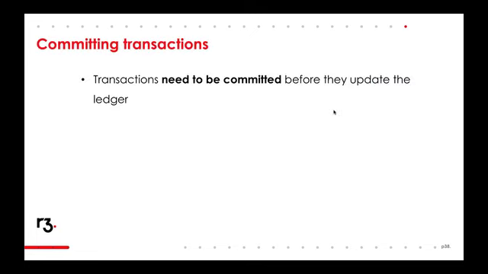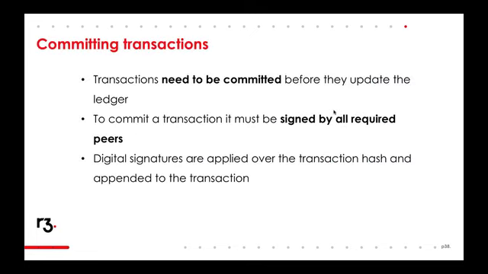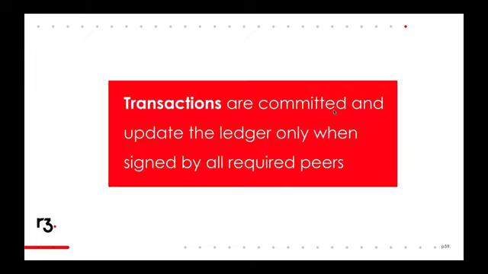So we've talked about transactions, but how do we know whether a transaction actually updates the ledger or not? Before the ledger can be updated, the transaction needs to be committed, and the only way to do this is to get it signed by all the required peers. And that means all the peers that are involved in the transaction. Let's say this is a bilateral agreement representing, say, an interest rate swap, then it requires both participants to the swap, the fixed leg and the floating leg, to sign this agreement. What they do is take the transaction bytes and apply a digital signature over the transaction hash. Then this digital signature is appended to the transaction in a list. So transactions are only committed when they are signed by all the required peers.